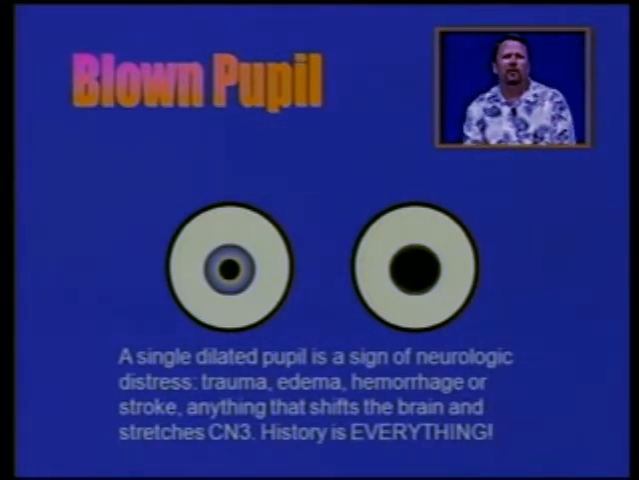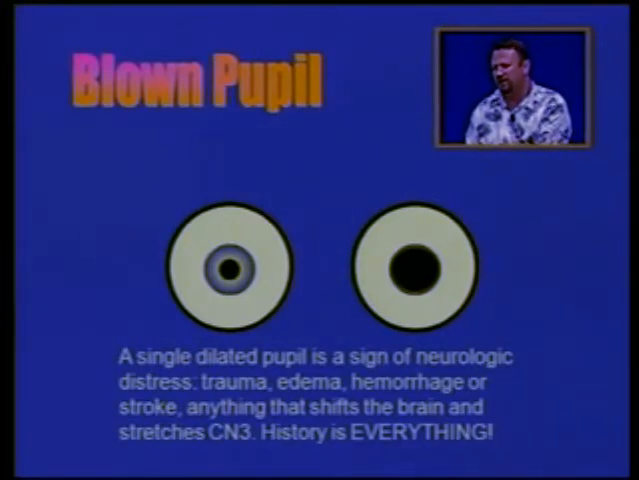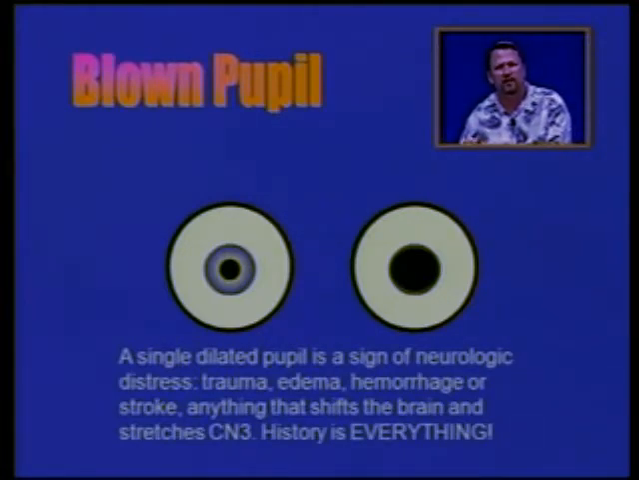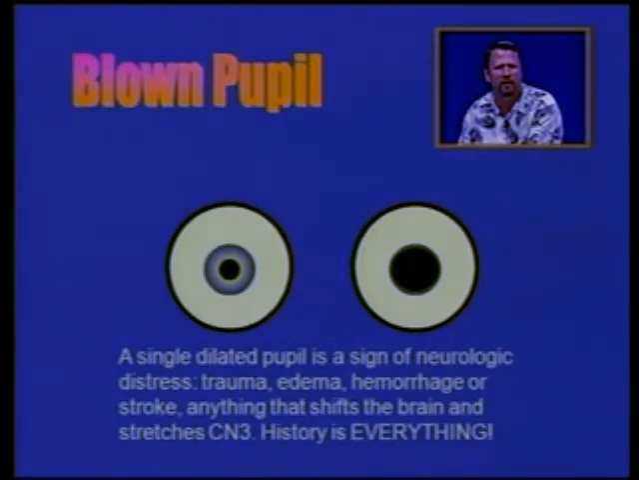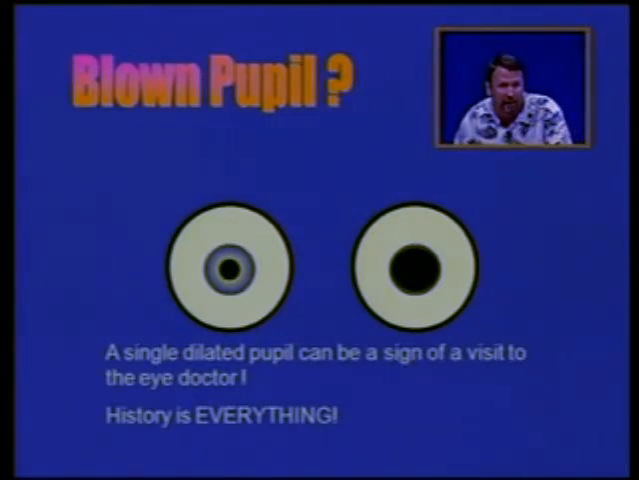A blown pupil, that's what we used to call it. A blown pupil is a single dilated pupil, and it can be a sign of neurologic distress, trauma, swelling of the brain, bleeding around the brain, stroke, anything that's going to shift the brain and stretch the third cranial nerve can result in a blown pupil. But history is everything, because maybe they just went to the eye doctor today and got their pupil dilated for an exam. So history is everything in these types of exams, all exams.